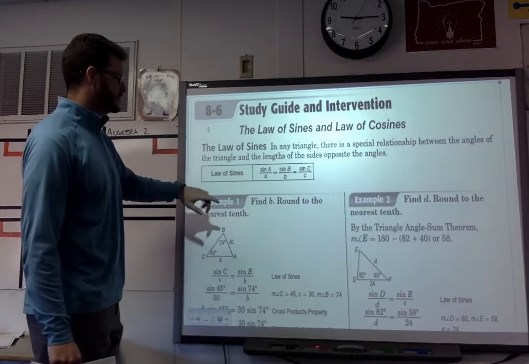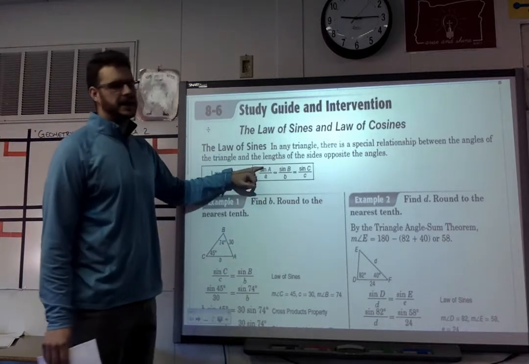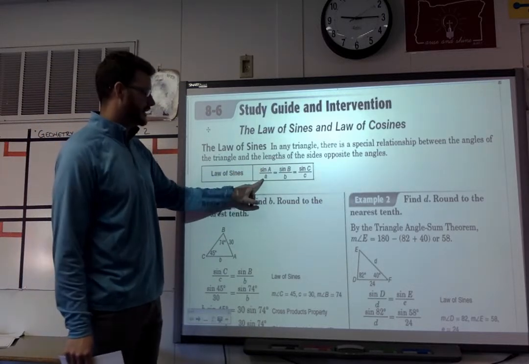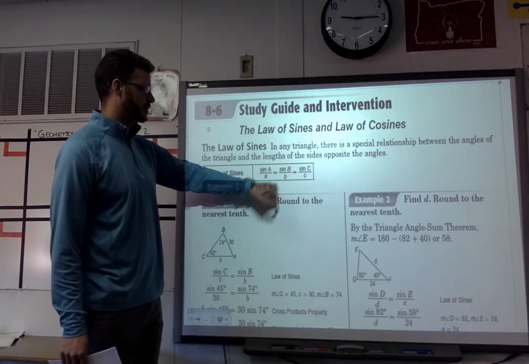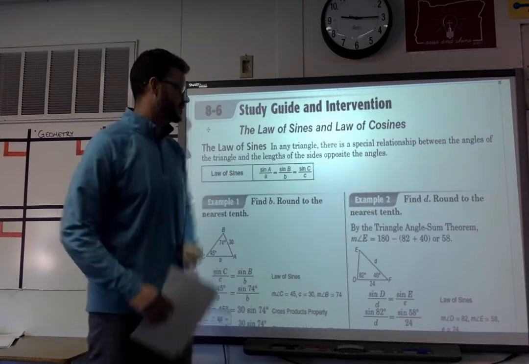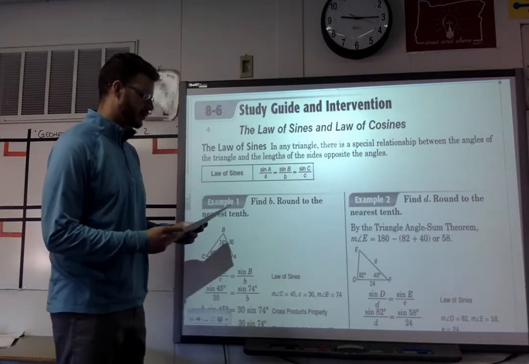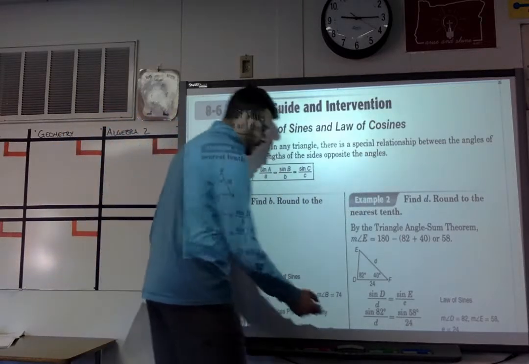So the law of sines tells us that the sine of angle A over the length of side A is equal to the sine of angle B over the length of side B, which is equal to the sine of angle C over the length of side C.